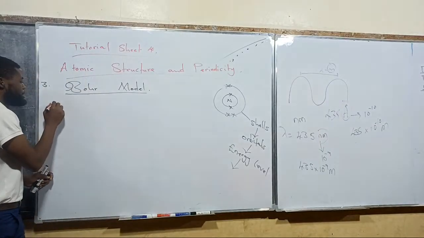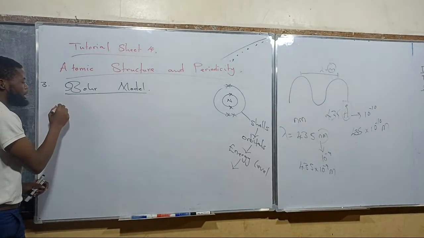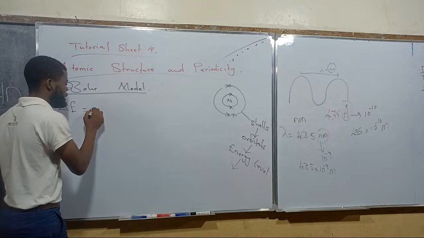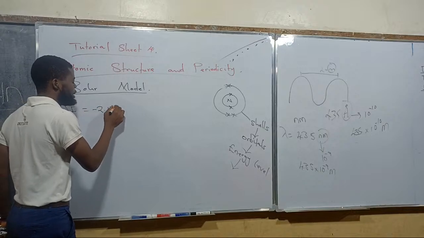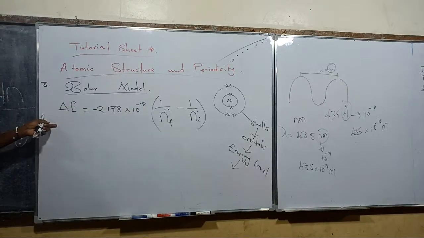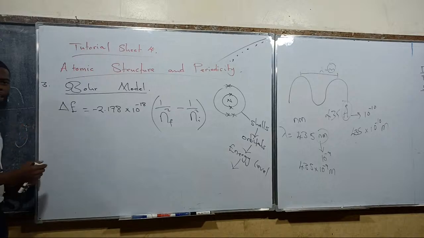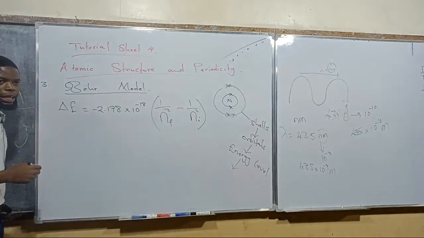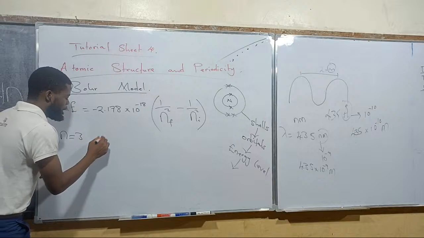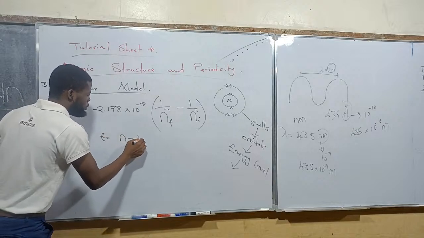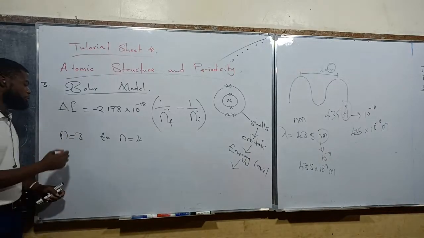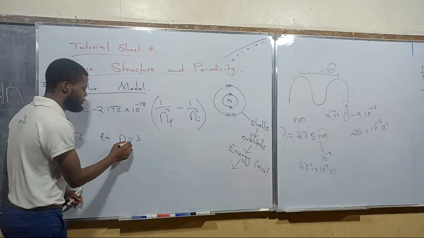So the energy that an electron is going to possess can be calculated using delta E. Change in energy is equal to negative 2.178 times 10 to the power negative 18. If they've said calculate the energy emitted by an electron as it moves from, let's say, n equals 3 to maybe n equals 4, when they've given you two values of n, the first value is going to be the initial, and the second value is going to be what?